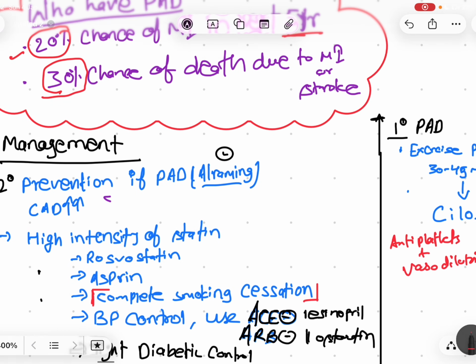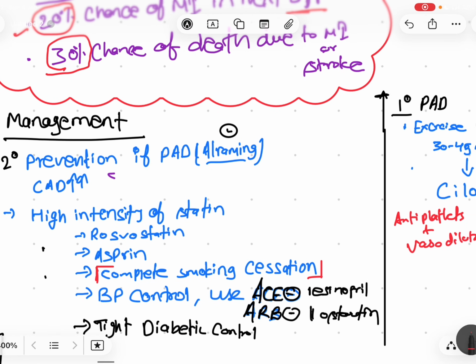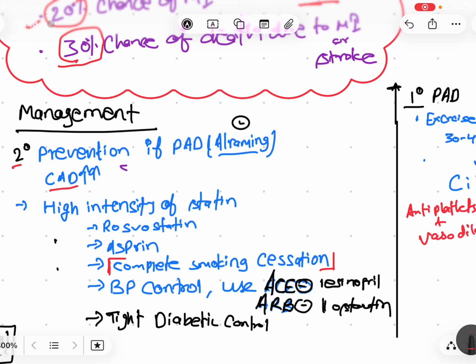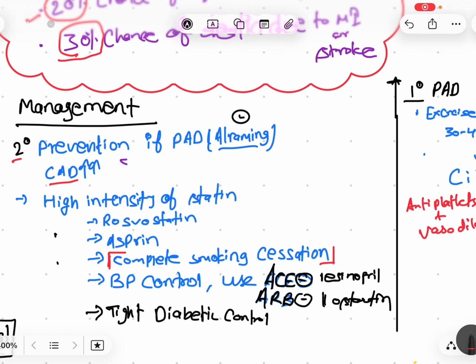If we look at management, I have written something. Let me show you. Two management approaches are there: secondary management, what we do, and the prevention of PAD. PAD is an alarming stage for CAD, coronary arterial disease, which can cause clot formation in the coronary vessels.